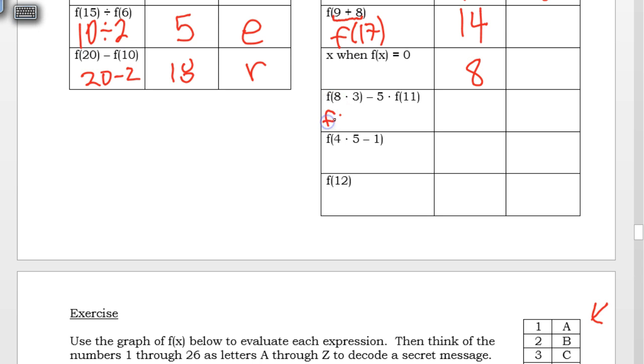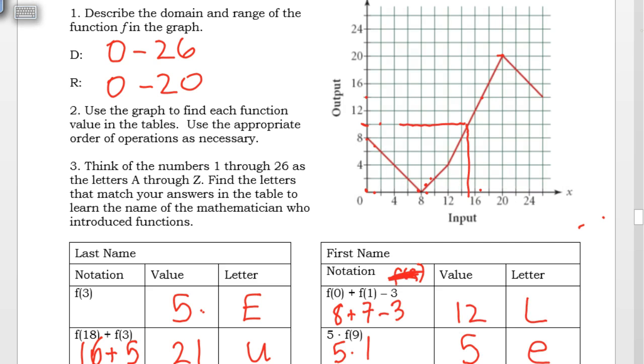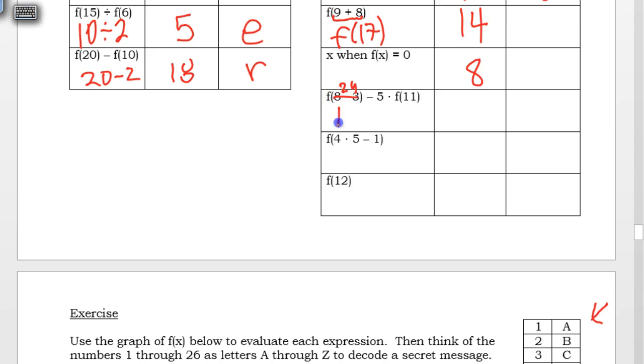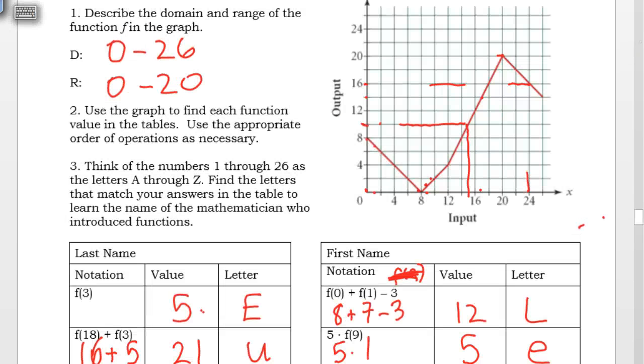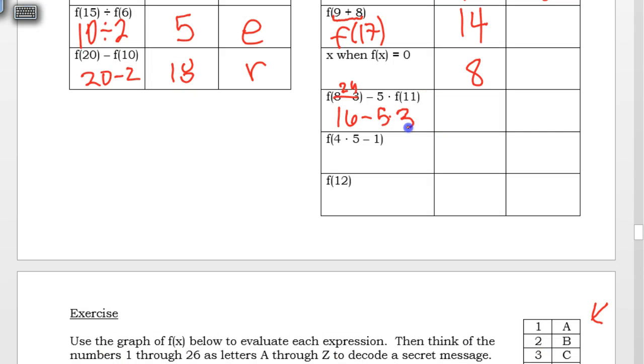I got f of 24 minus 5 times f of 11. Kind of taking up all my space though, aren't I? I'm going to erase that. Let's just replace this with 24. Okay, so I need 24. f of 24 comes out at 16. This is 16 minus 5. I don't do the 5 because it's not in the f. It's not in the function. And f of 11 comes out at 3. And that is 15. So 16 minus 15 is 1.